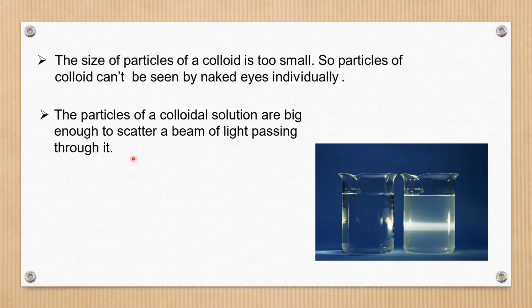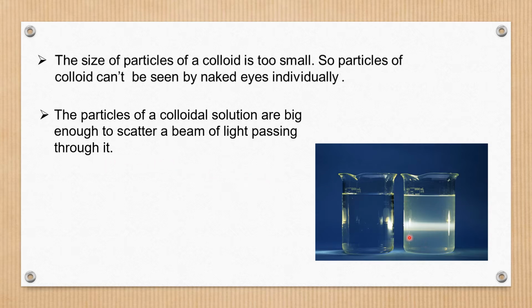The size of particles of a colloid is too small. So particles of a colloid cannot be seen individually by naked eyes. Using our naked eyes we cannot see the particles. Here you can see the picture. That picture shows the Tyndall effect. The particles of a colloidal solution are big enough to scatter a beam of light passing through it. So you can see the scattering of light.